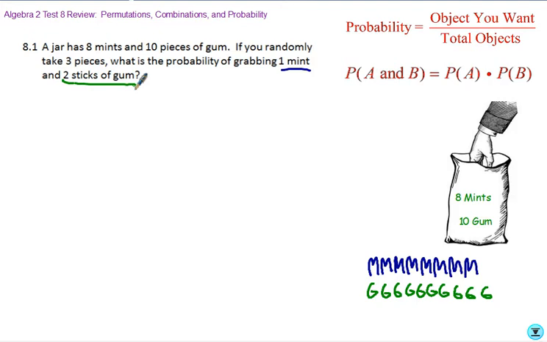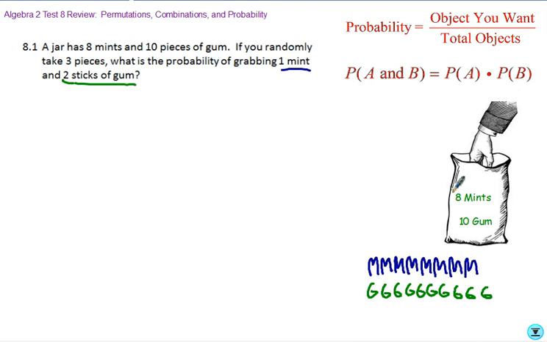Now, I don't care which mint. I don't care if it's that mint or that mint or that piece of gum. So this is an example where it's a combination. The order doesn't matter when I reach in there and grab a handful. And let's clarify: there's only one time I'm reaching into this bag. I'm not reaching in once and then again and then again. I'm reaching in one time and grabbing a handful.